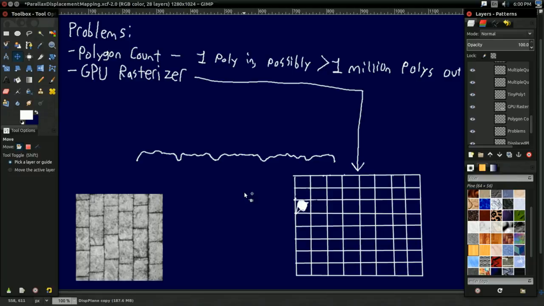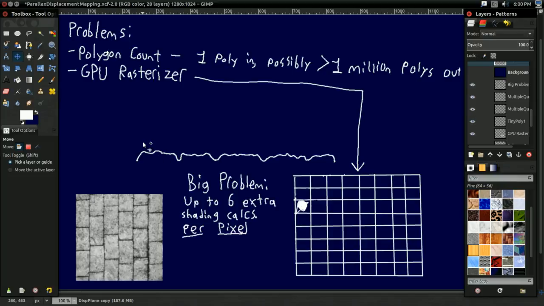You do get proper looking geometry like this. The bad news is you can potentially do six completely unnecessary shading calculations per pixel. And when you're shading millions and millions of pixels, this is a huge problem. Especially since shading is actually, in general, not always, but in general, the most complex calculation in real-time applications. It's the most computationally expensive part of the whole thing.